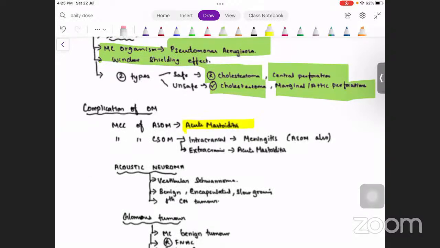And the most common cause of CSOM is intracranial, it is meningitis. And for extracranial, it is acute mastoiditis.